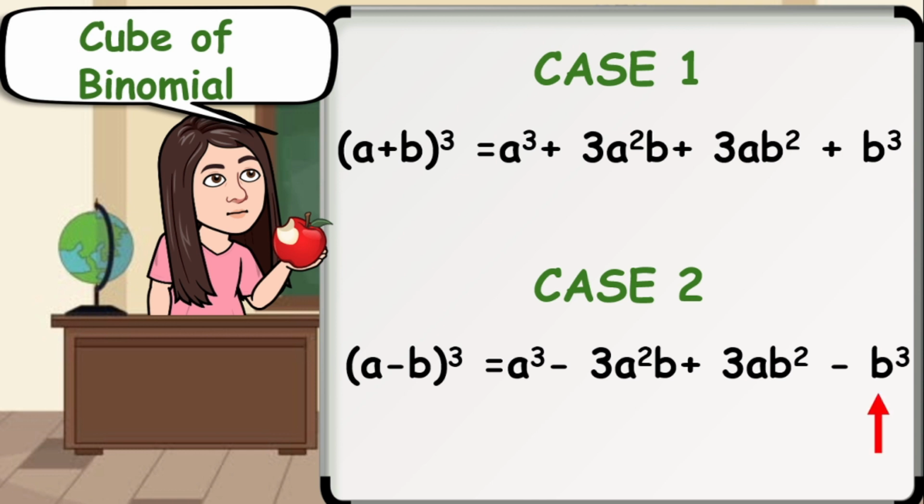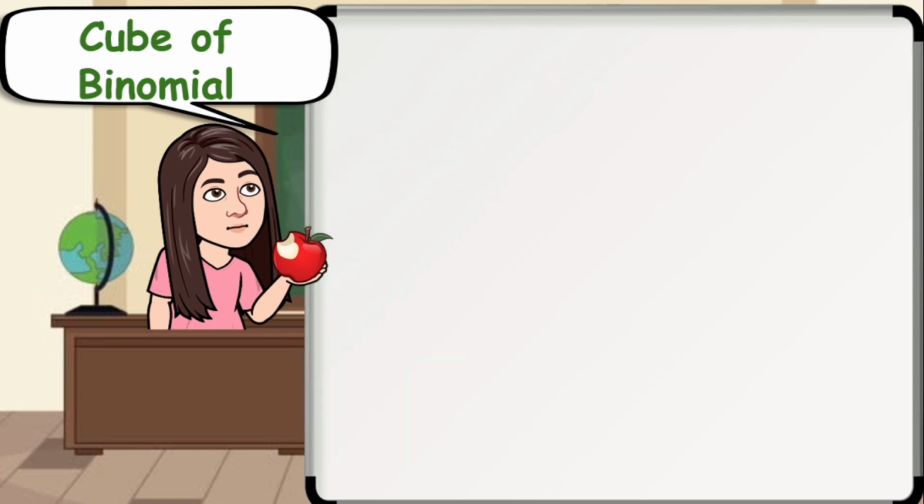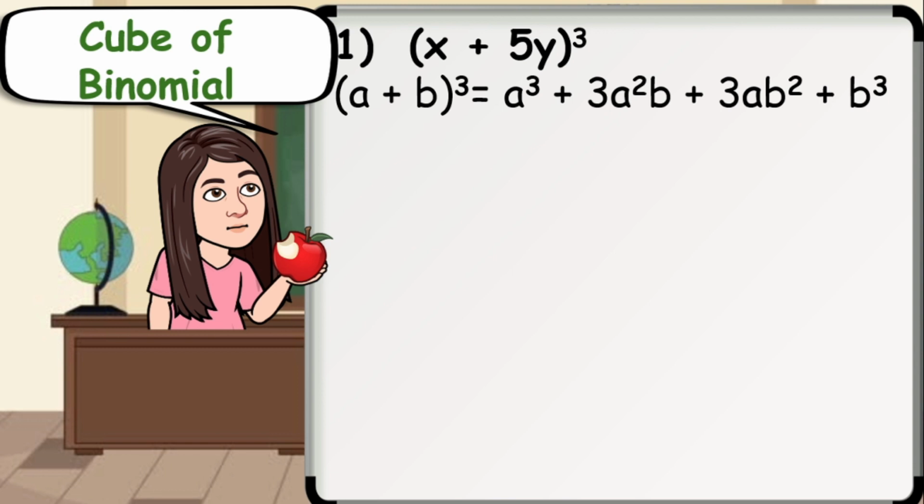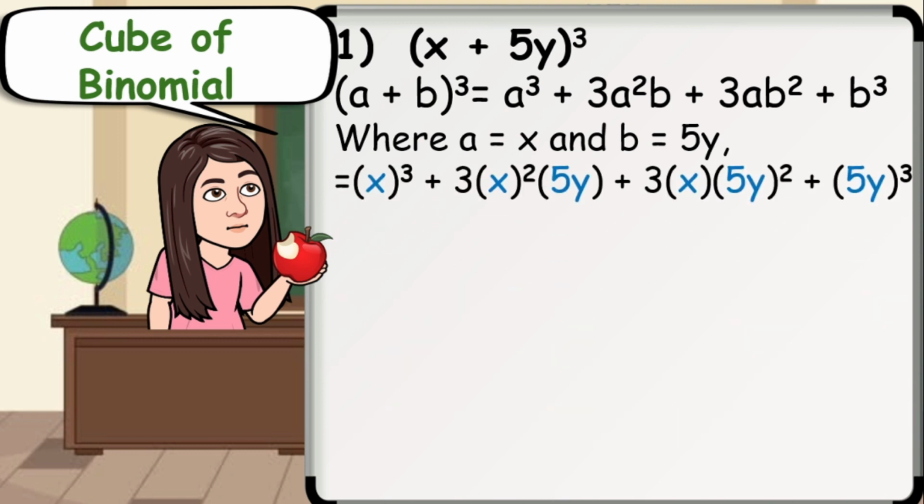Let's have some examples. Find the cube of binomial x plus 5y. In here, we will use case 1, where a is equal to x and b is equal to 5y. First, cube the first term, which is x cubed. Number 2, plus 3 times the square of the first term times the second term. So we have plus 3 times x squared times 5y.